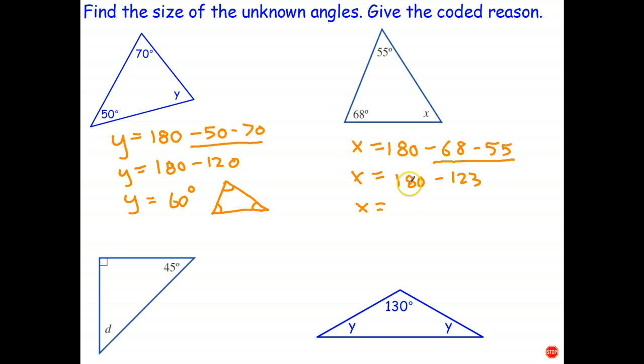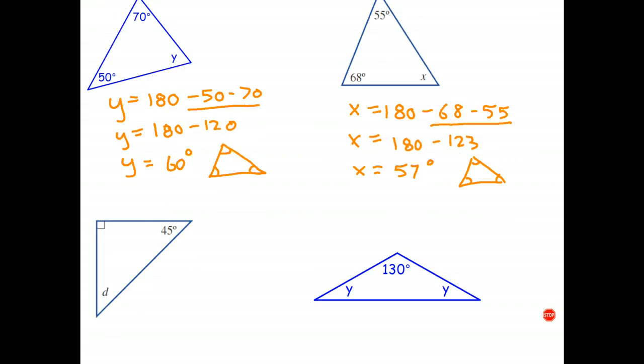And if I take away 120, I get 60. Take away another 3, I get 57. So x equals 57 degrees. And the reason that I know that that's the size is because all the angles in a triangle add to 180. Okay, let's have a look at the last 2.